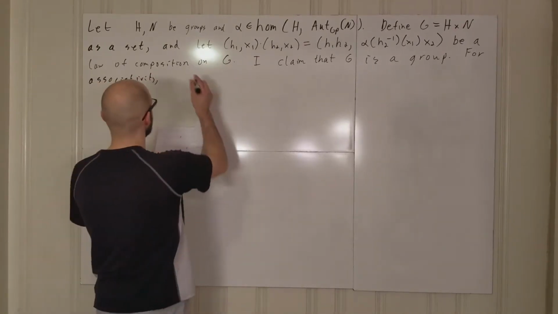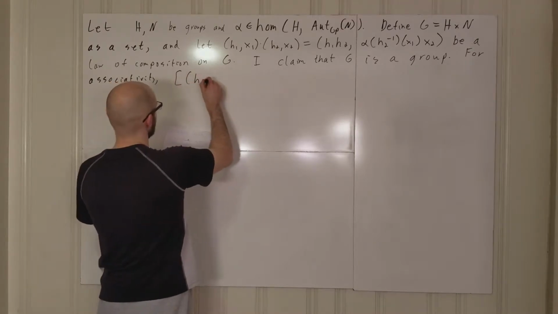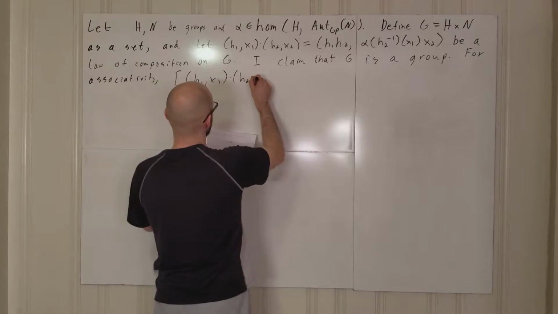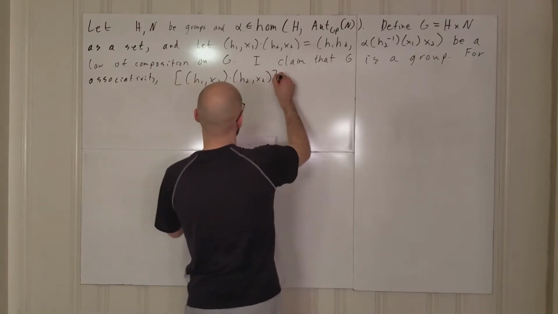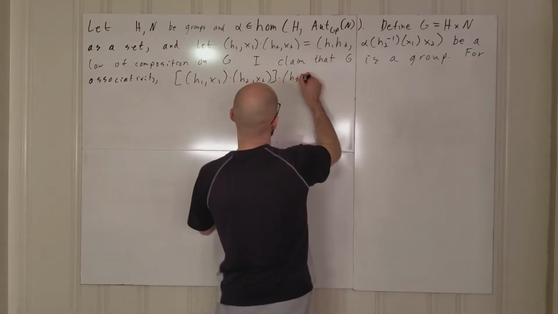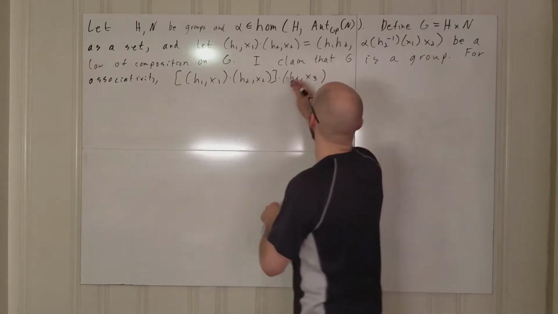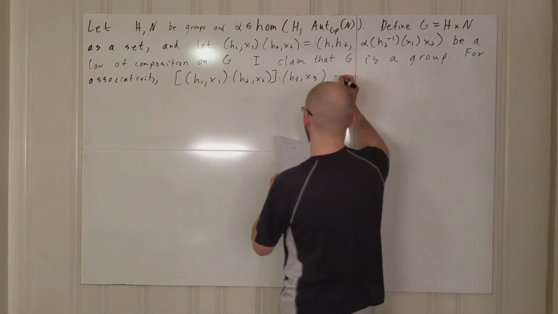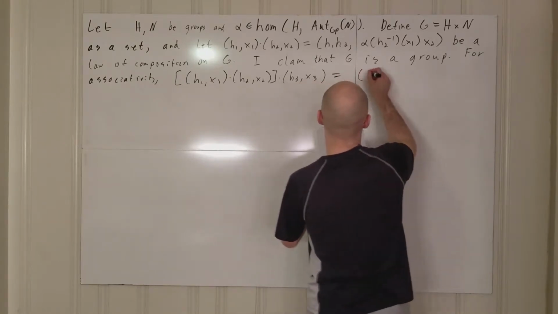For associativity, we take h1x1 times h2x2 times h3x3. And of course, looking at this function, this law of composition, you know this is not going to turn out well for us.